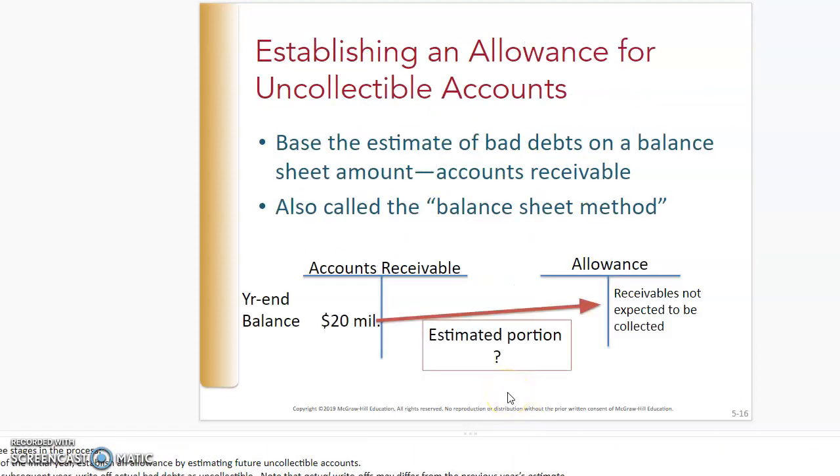All right. When we initially establish an allowance for uncollectible accounts, say we're a brand new company, we have a total amount of accounts receivable, and then we have to determine how much of that we think we're not going to collect. One method of estimating that is based on the amount of accounts receivable. It's called the balance sheet method because you are using the amount from the balance sheet to estimate how much of that total you will not be able to collect.